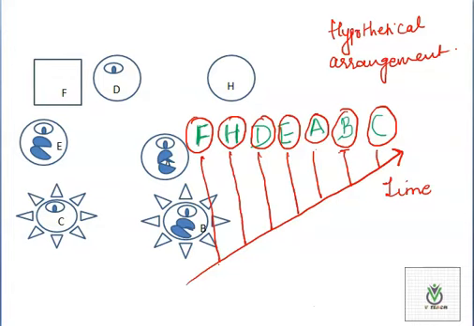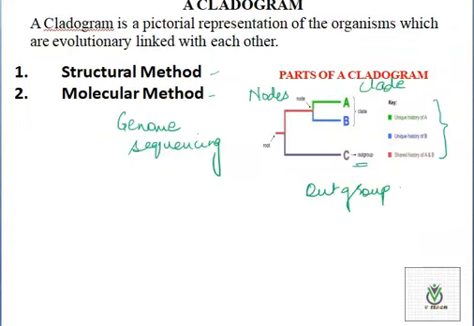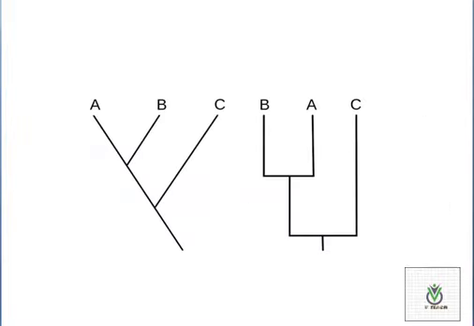Now in order to find out whether A is more related to B or C is more related to B, we have to further take into account some other factors also. So a cladogram is just a hypothetical arrangement of the species, and it is done in a very planned and systematic manner. These cladograms can be like this or they can be like this.